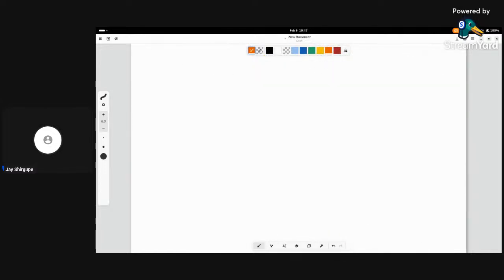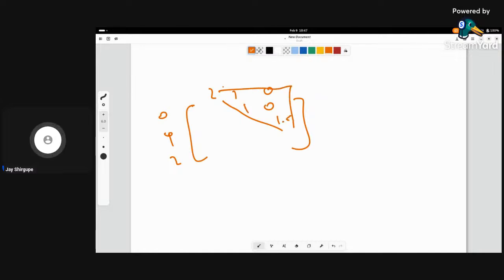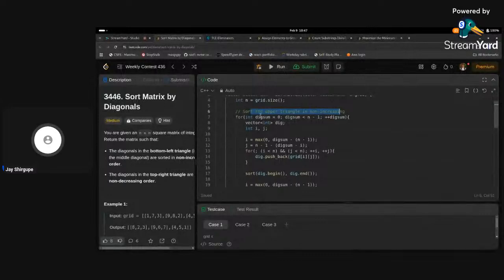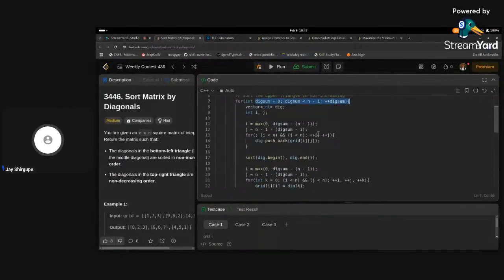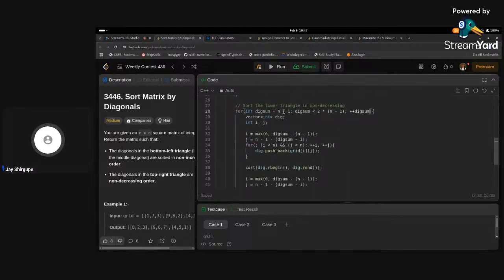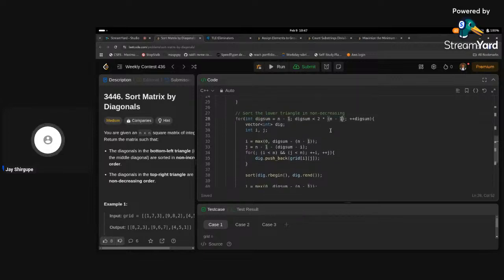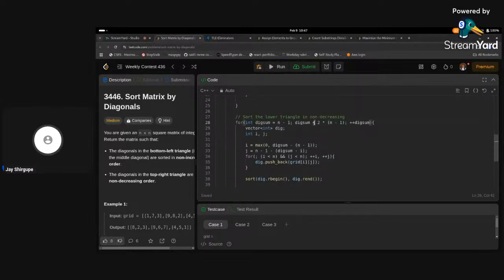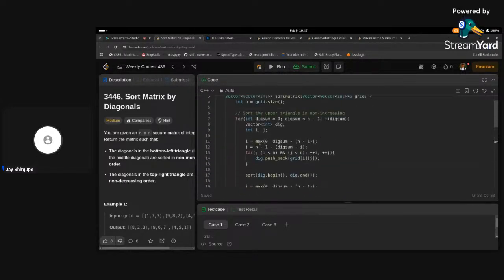So if you have, say, 0, 1, 2 and 0, 1, 2, then your upper triangle, that is this part, would have sums of 1, 1 and 0. Like this is less than n minus 1. So you can just iterate over all diagonal sums less than n minus 1 and they will all lie in the upper triangle. And you can iterate over all diagonal sums from n minus 1 to 2 times n minus 1, and they will all lie in the lower right triangle. Also, you can just skip 2 times n minus 1 because that's a single element, so no matter how you sort it, it just remains as it is.